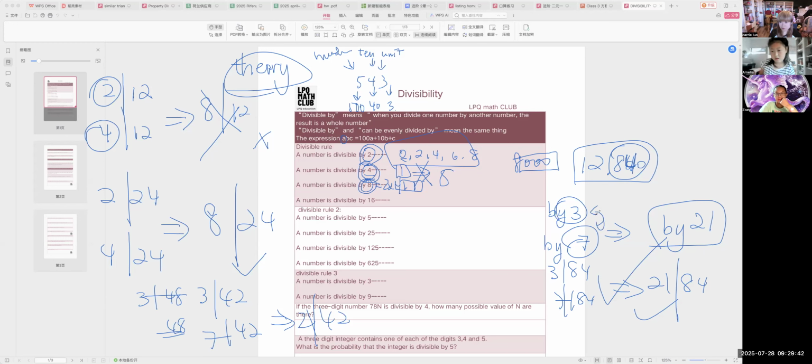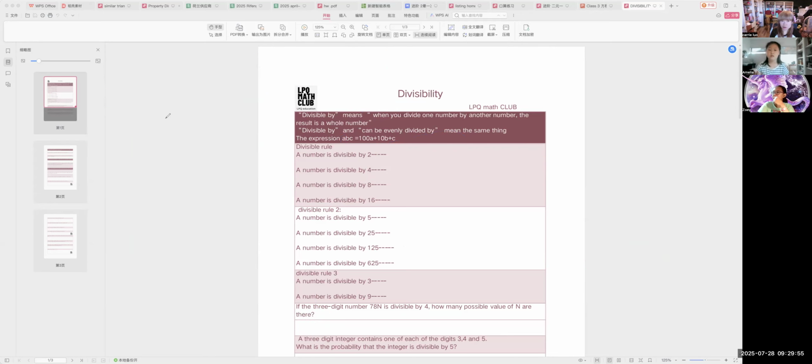Three, 7, they're prime to each other. That means 3 and 7 don't share common factors. But 2 and 4 are sharing common factors. Clear? Okay, so Zoe, if I told you a number is divisible by 5 and a number is divisible by 10, not necessarily this number is divisible by 50 because 5 and 10 are not prime to each other. Understood? They are sharing the common factor, which is 5.